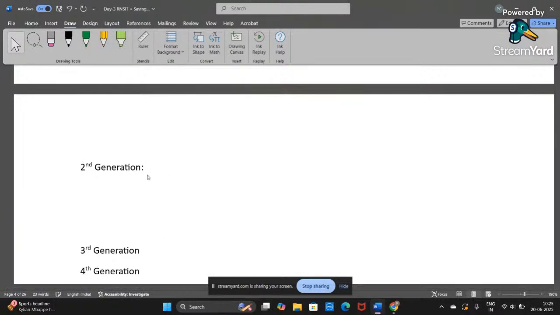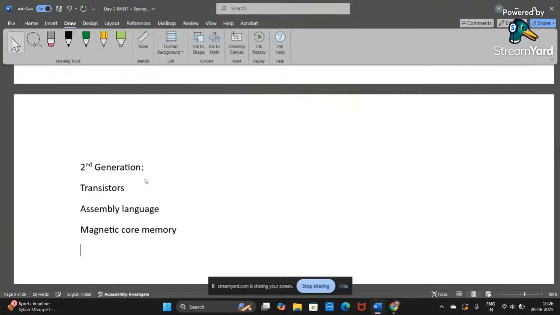Now the second generation. Instead of vacuum tubes, it was replaced with transistors. The technology used is transistor. The programming language was assembly language. Previously, in the first generation, for memory we used magnetic drums, but here we are using magnetic core memory.